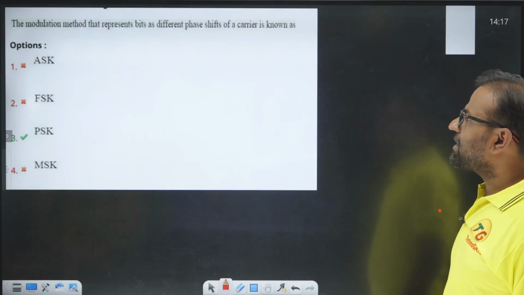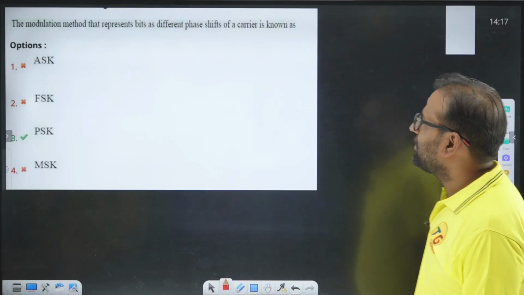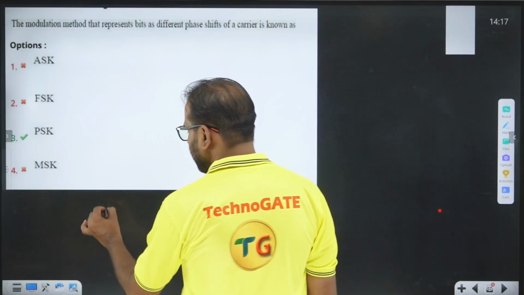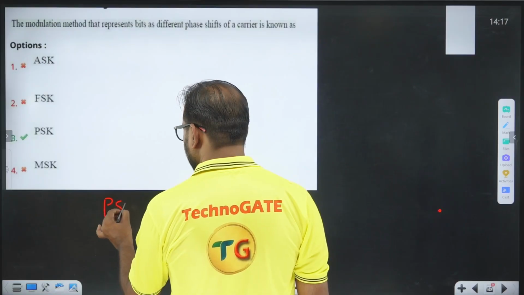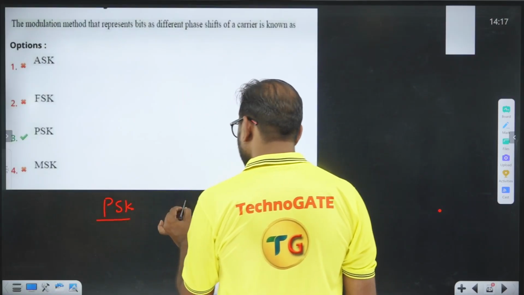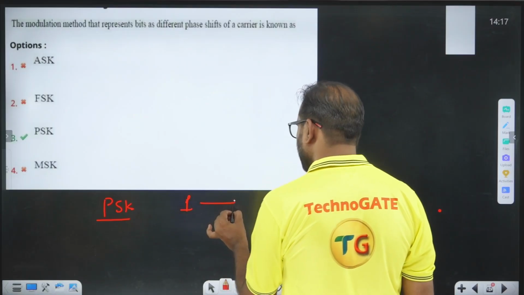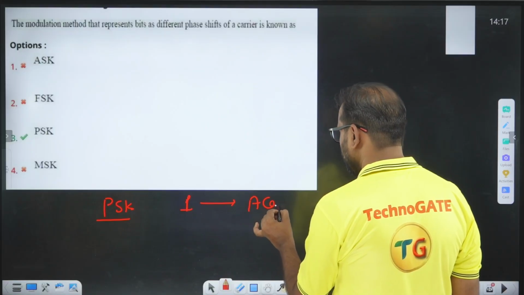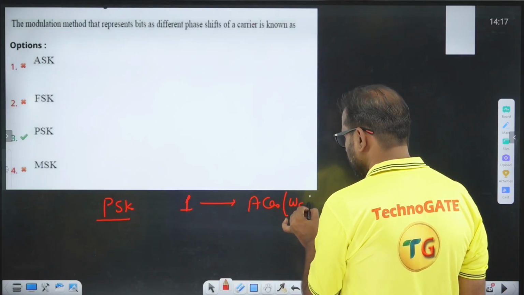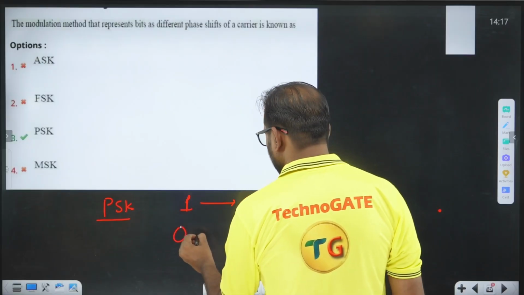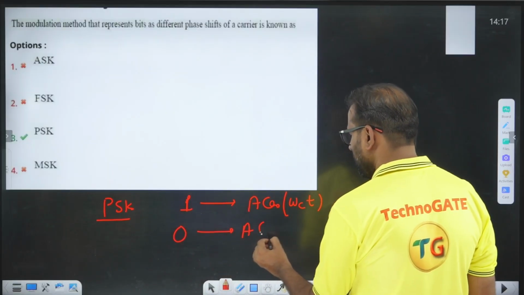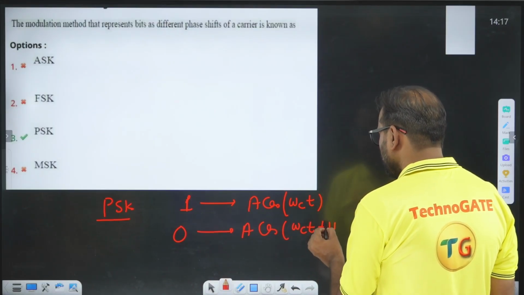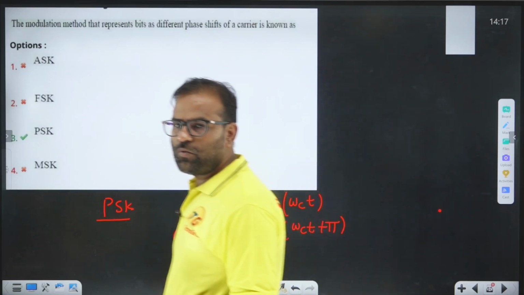The modulation method that represents different bits as different phase shifts. Always remember, BPSK or PSK is the method in which, suppose I want to represent logic 1, logic 1 is represented by A cos of omega c t. And if I want to represent logic 0, I will represent it by A cos of omega c t plus pi.